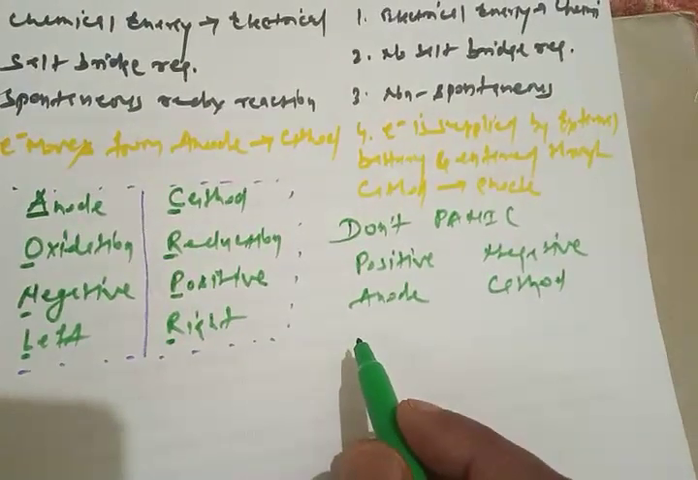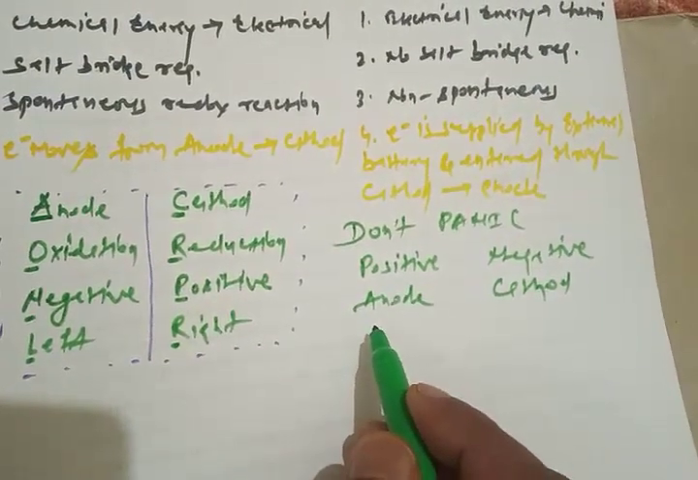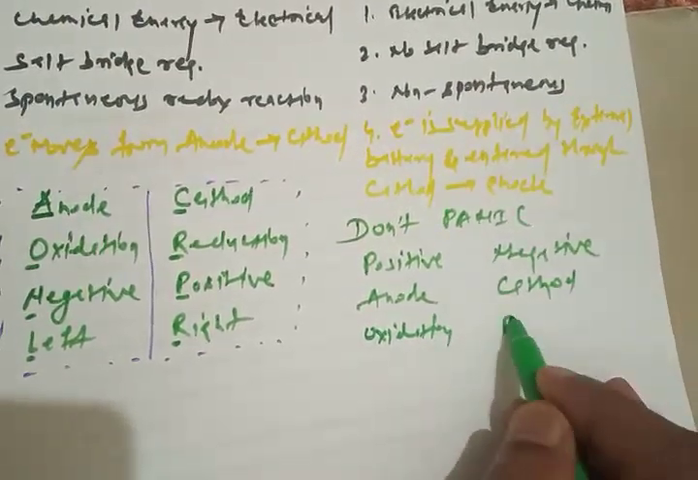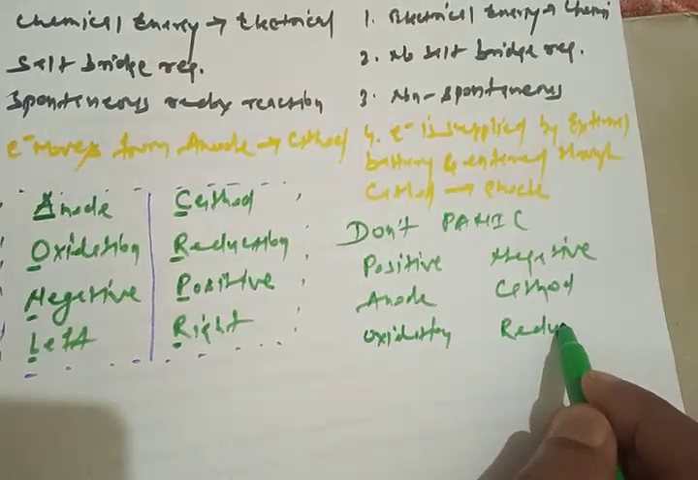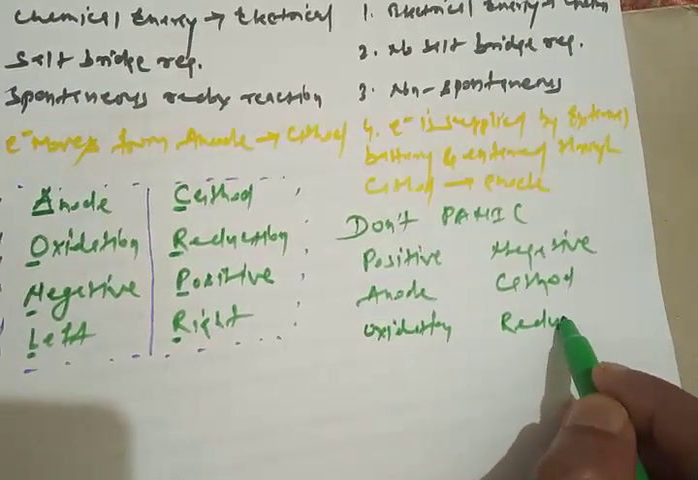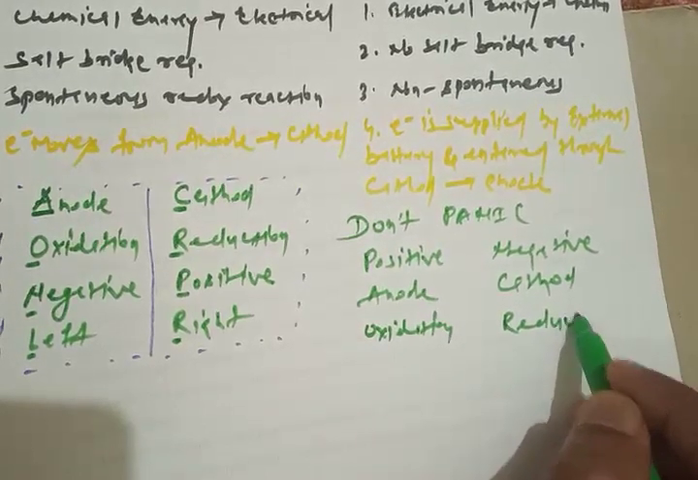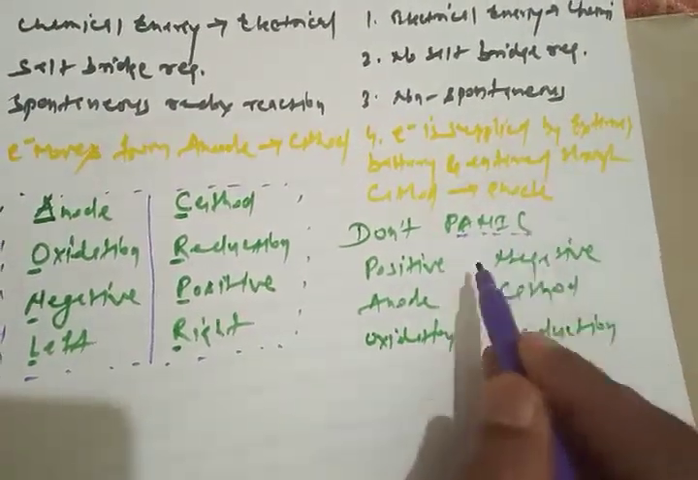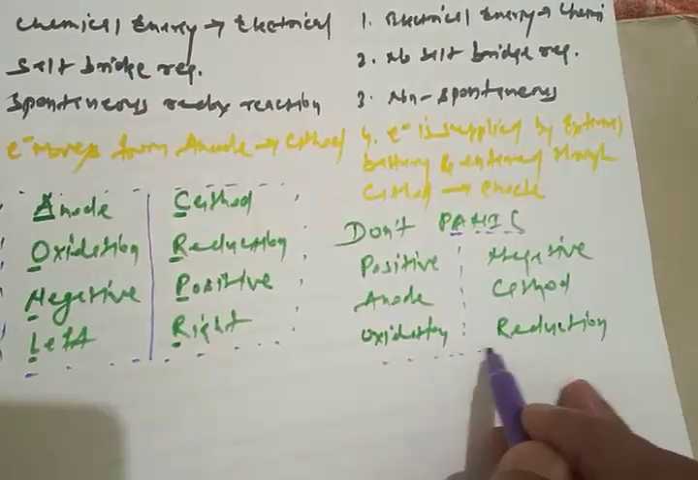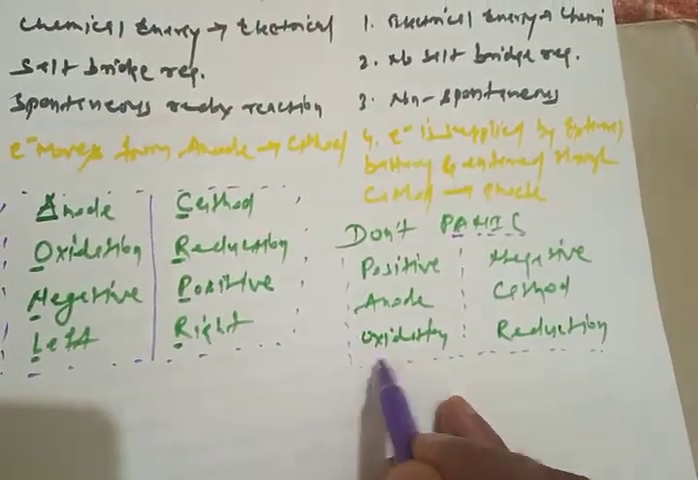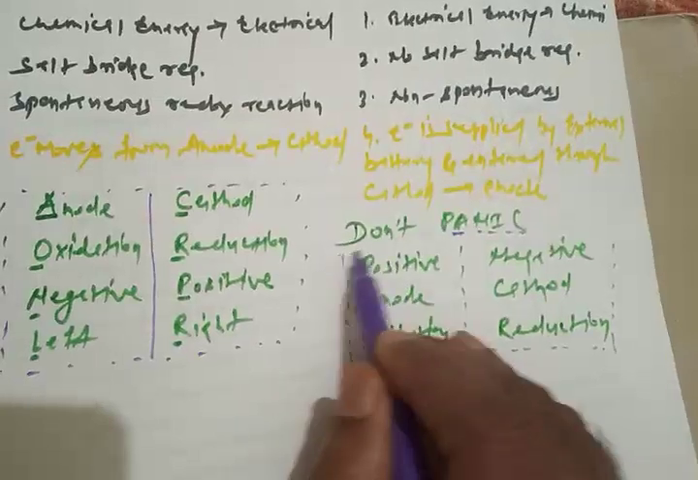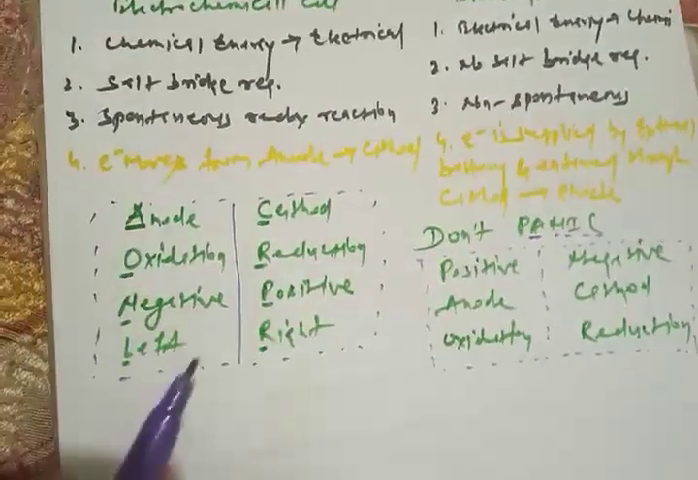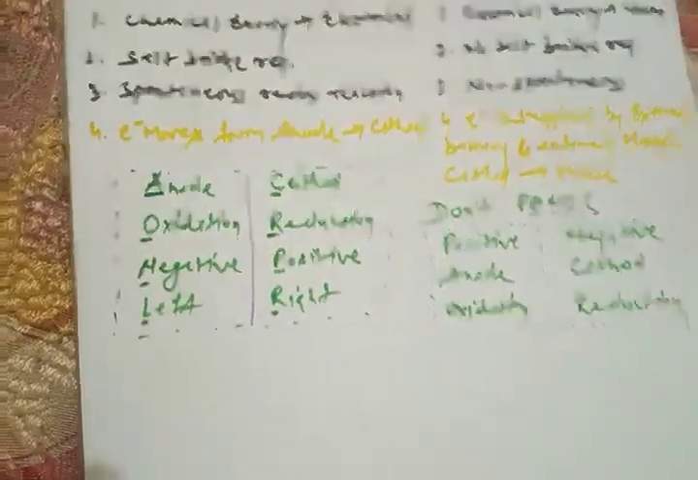So at positive end, what will happen? Here oxidation occurs, and at negative end, reduction occurs. So this is another simple way to remember the electrolytic cell arrangement. This we need when we give the schematic representation of cell reaction. So the panic here, and here the order of alphabets.